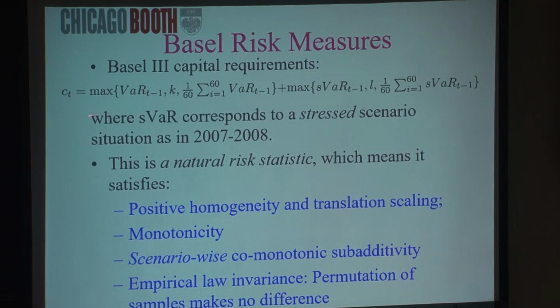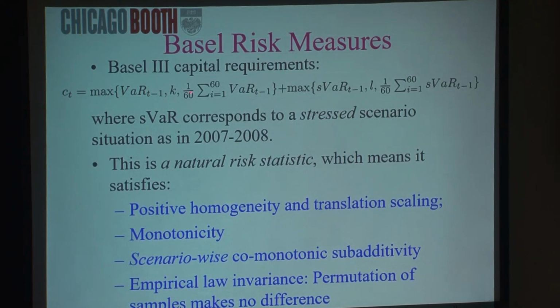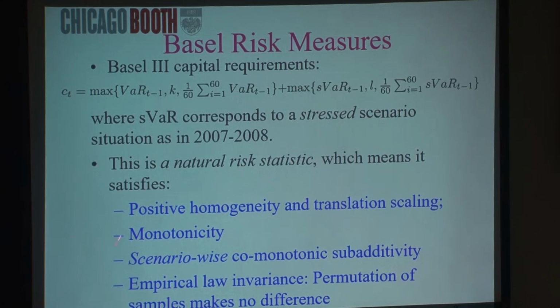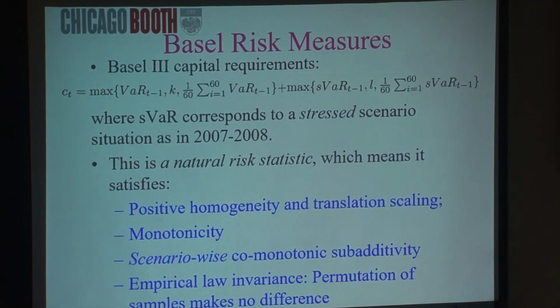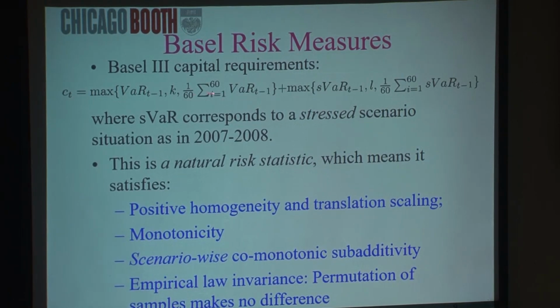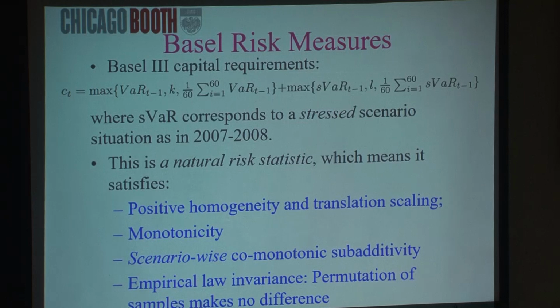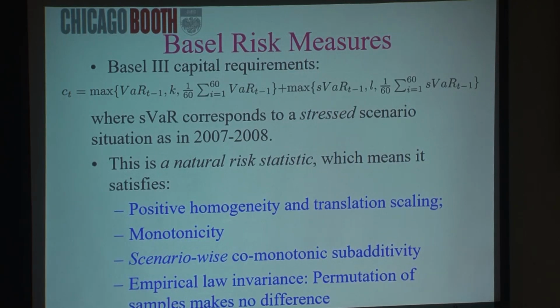It turns out that this kind of risk measure in these Basel requirements is what they call a natural risk statistic, which has all these kinds of properties, including that property I had in the last slide, this comonotonic subadditivity. Also, if I move around the set of samples that I use for these calculations, it's not going to change anything. So it has a lot of good properties.